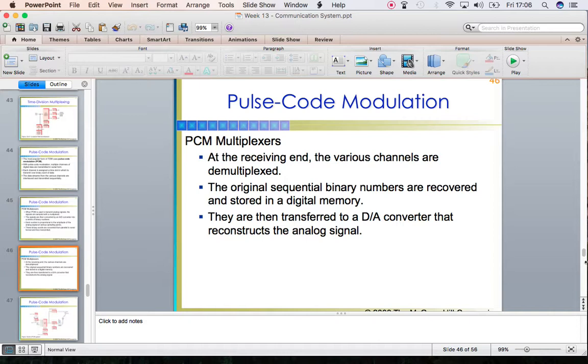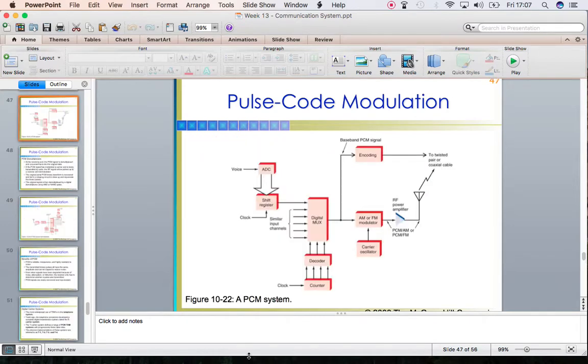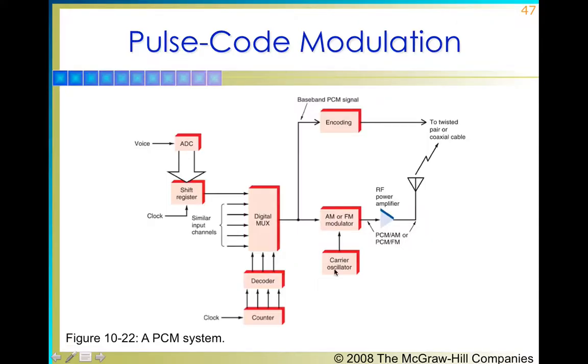The original sequential binary numbers are recovered and stored in a digital memory. They are then transferred to a D to A converter that reconstructs the analog signal. So you can see over here in the pulse code modulation what is happening. You can see it from the diagram.